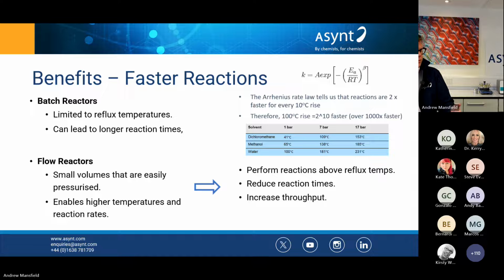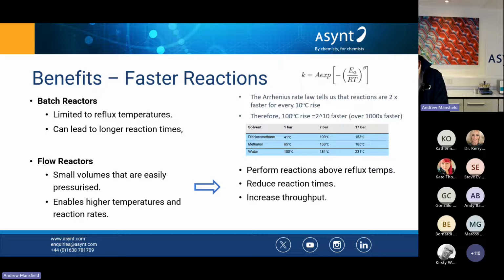So the Asynt range of products, and this isn't a sales pitch at all, but we can operate up to hundreds of bars of pressure. So if you take that into account, we can increase the reaction temperature to very high levels. Pressurizing also allows us to access continuous gas reactions, whether that's using the reagent gas or whether that's performing chemistry that evolves gas with those kind of rearrangement chemistries, Curtius and Schmidt and things. But we're talking about heating reactions here.